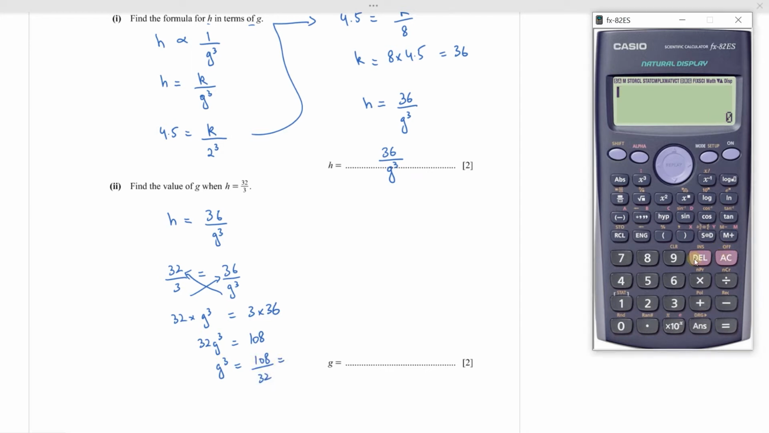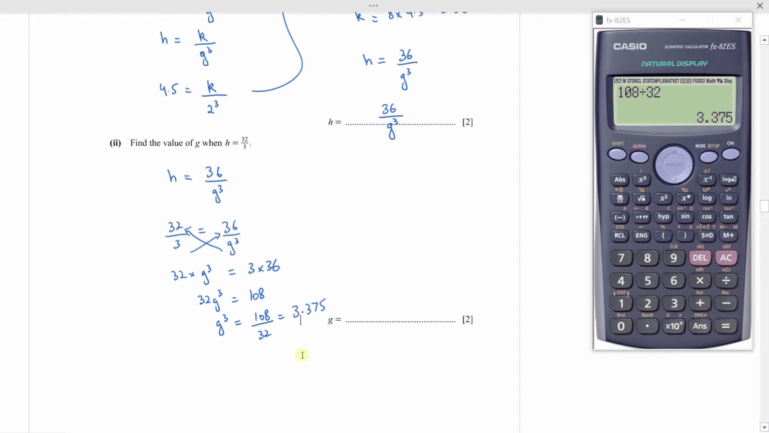So 108 divided by 32 is 3.375. So my value of g will be cube root of, so if this is cube, on the other side it will become cube root of 3.375. So let's take the cube root of 3.375. So this is 1.5. So your value of g when h is 32 by 3, your value of g is 1.5.